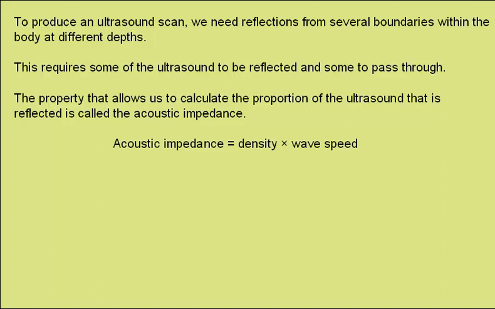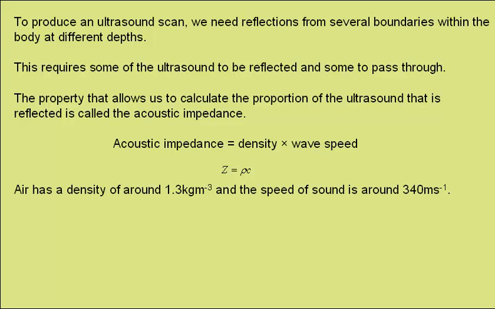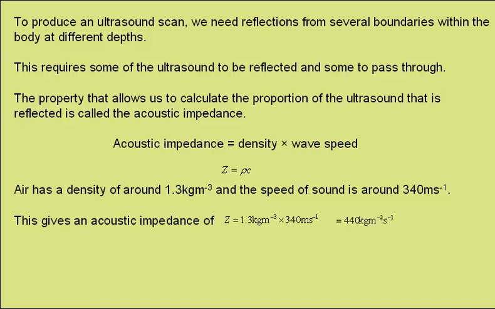Acoustic impedance is equal to the density of the material multiplied by the wave speed, or the speed of sound within that material. In symbols, we can say the acoustic impedance Z is equal to the density ρ multiplied by the wave speed c. Air has a density of around 1.3 kilograms per cubic meter, and the speed of sound in air is around 340 meters per second. So this gives an acoustic impedance for air of 1.3 times 340, or 440 kilogram meters to the minus 2 seconds to the minus 1.